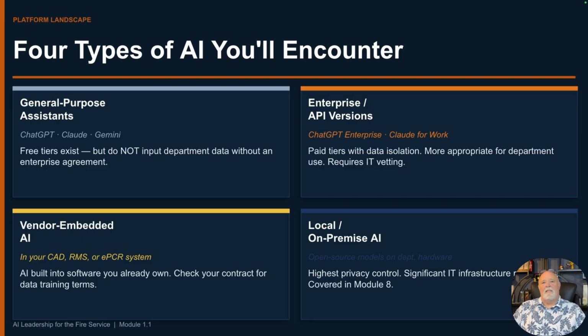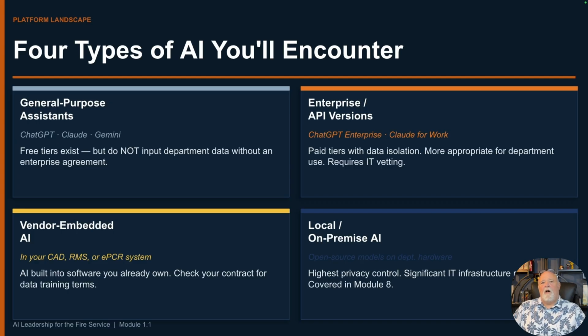General purpose assistants like ChatGPT and Claude, broadly capable, they have free tiers available, but those free tiers carry data privacy implications we'll cover shortly. Enterprise versions of those same tools, paid with data isolation and privacy guarantees, are more appropriate for actual department work. Vendor embedded AI inside your CAD, your records management systems, or your EPCR systems. AI you may already be using, sometimes without realizing it, and critically, your contract controls what happens to your data.